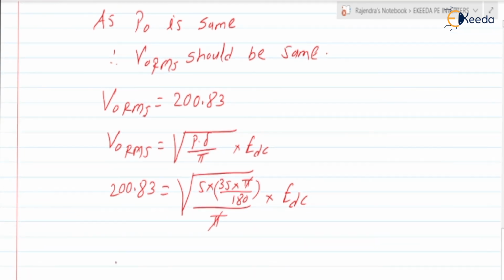So from this we can find EDC is equal to 200.83 divided by under root of 5 into 35 divided by 180, which is 203.67. This is the required EDC in order to get the same load power. Is this clear? So this is about the numerical related to the pulse width modulation technique.